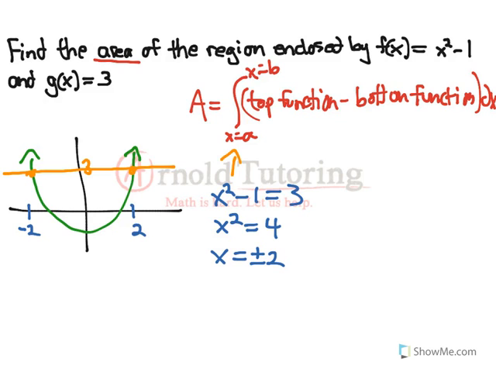Should be pretty clear to see that when you plug 2 or negative 2 into this function, we get 3, and we know every point on the orange line is a y value of 3. So now I can set up my integral, and my area is equal to, the left point is negative 2, the right point is 2, the top function is just y equals 3, and the bottom function is x squared minus 1. Watch your brackets here.